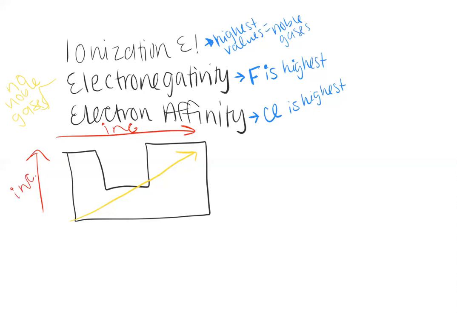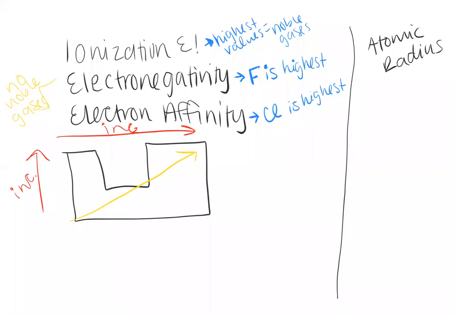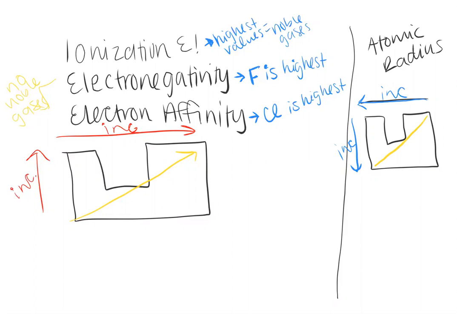Okay, last point here. What is our opposite trend? Atomic radius, the size of the atom. Remember, that follows the opposite trend. So we get an increase in size as we move to the left and an increase in size as we move down the periodic table. So the overall trend that it follows is this direction.